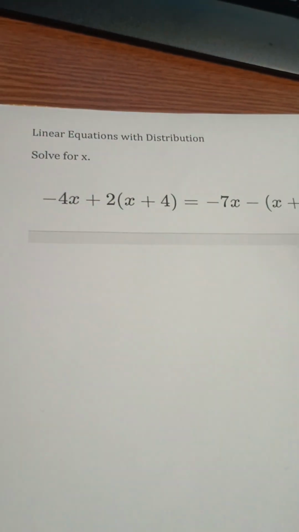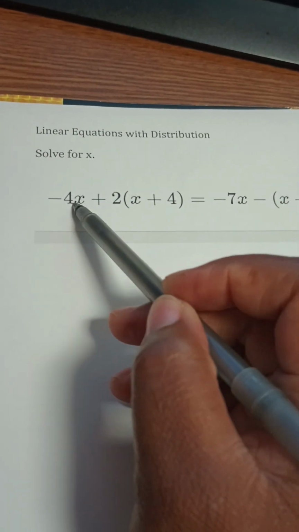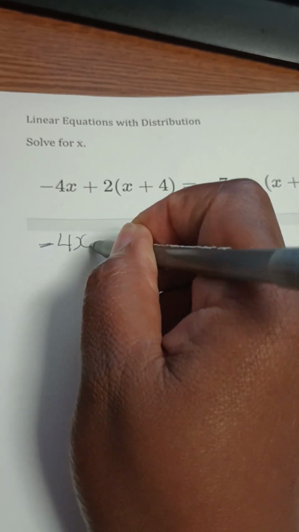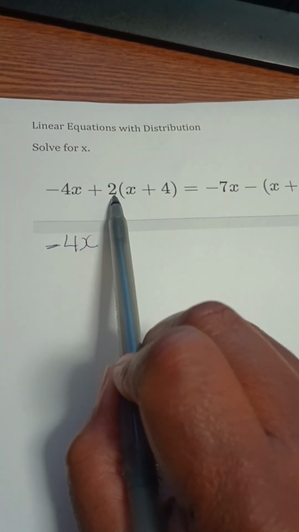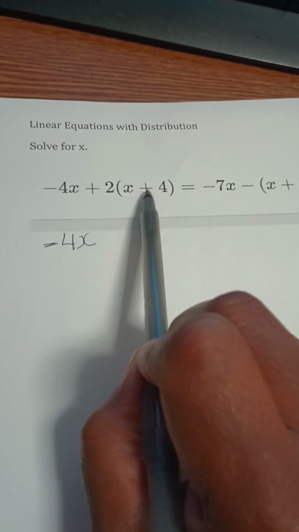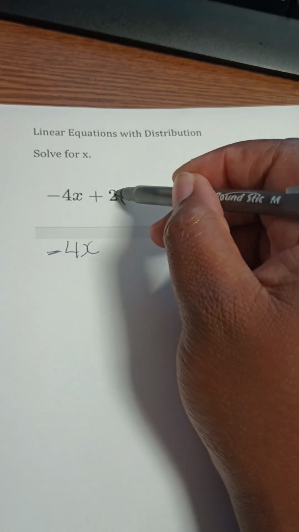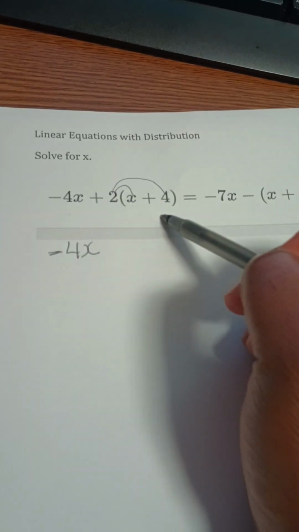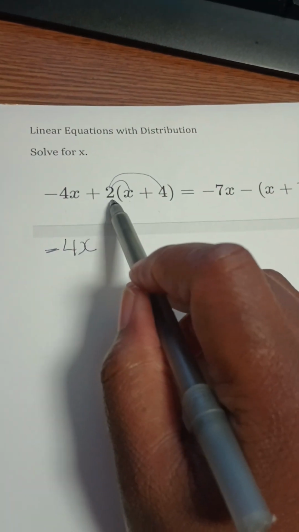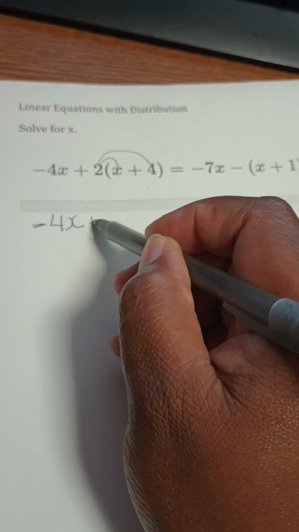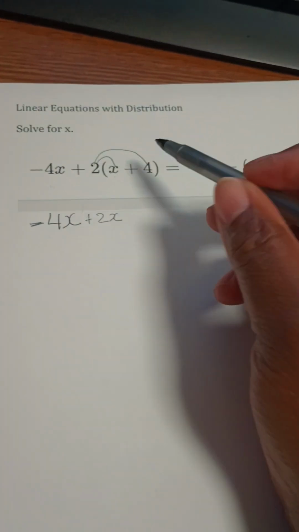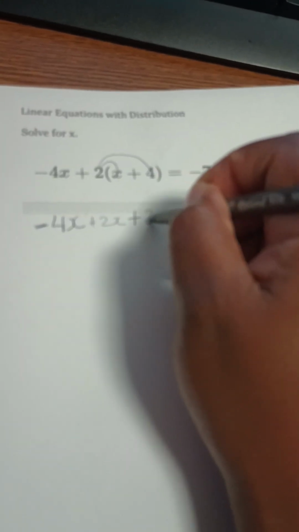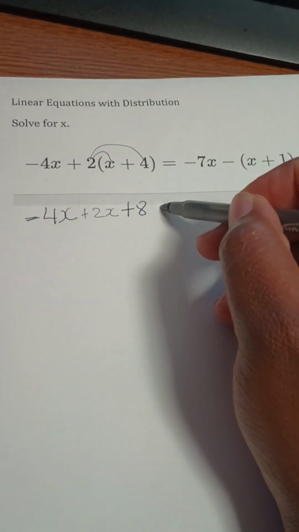If you want, you could go ahead and do the fast way, but I'm doing step by step. So for me, I have my negative 4x. I am going to bring down my negative 4x. Then I have my positive 2. I'm going to multiply it with every term inside the parentheses, right? So I'm going to multiply my positive 2 with my positive x, my positive 2 with my positive 4. So positive 2 times x is positive 2x. Positive 2 times 4, that's going to give me positive 8. Then my equal sign.